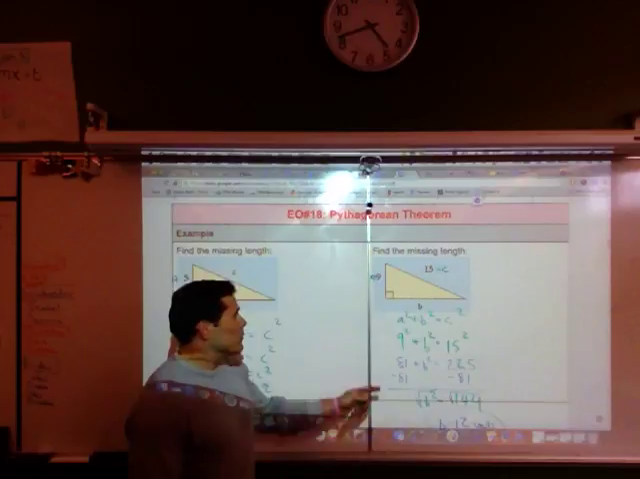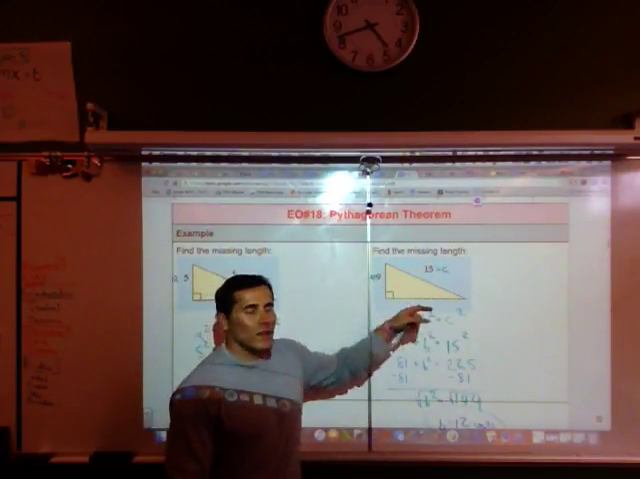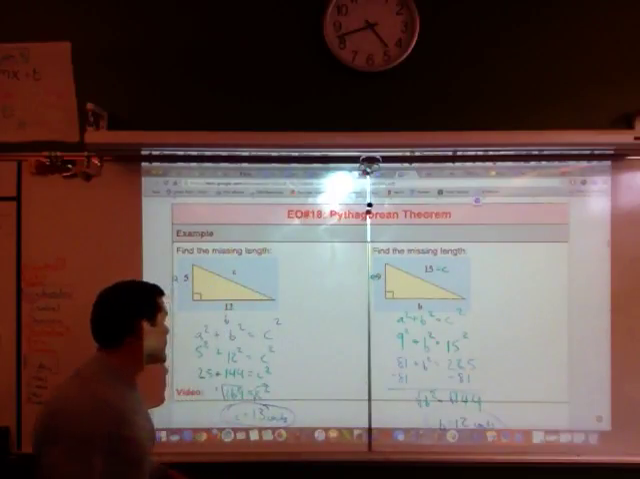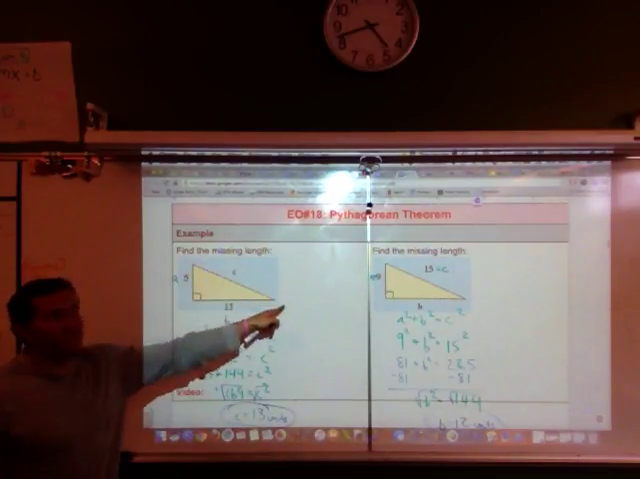And I had 12, which is reasonable because the hypotenuse is always the longest side. So for me to get a 12, that's pretty reasonable. Same with over here, for me to get a 13 is reasonable because that has to be the longest side.